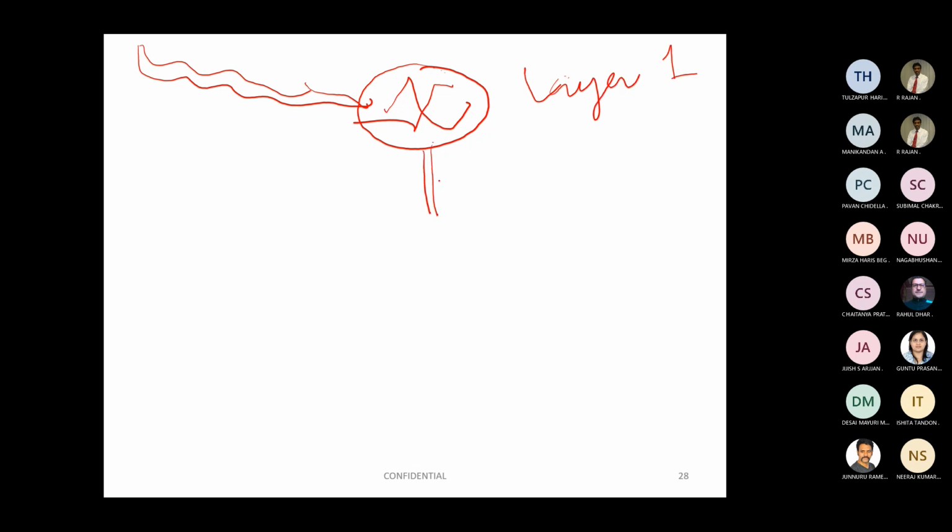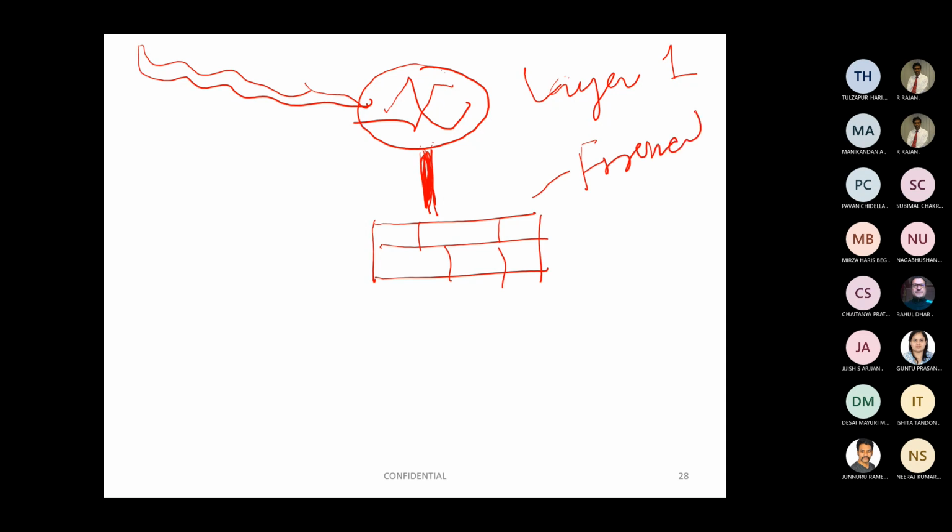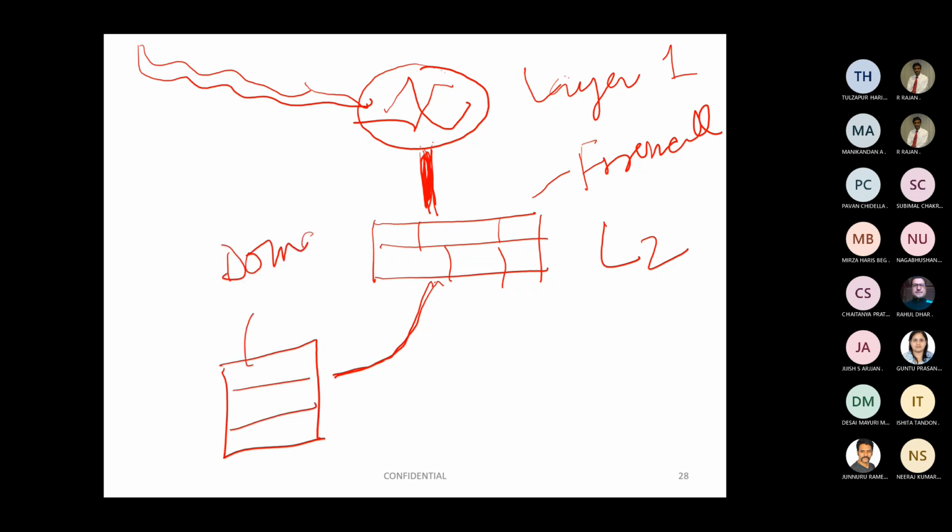Once the internet is connected with the router, then the router must be linked with the firewall. This is your firewall. This is your second layer. Once the firewall is connected, then from the firewall, anybody who comes in, what will you have? You will have the domain server, where the domain server will authenticate.